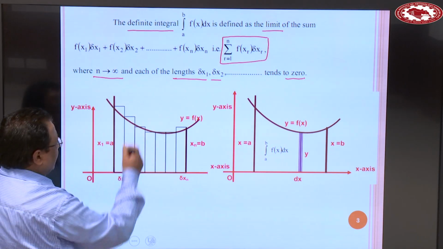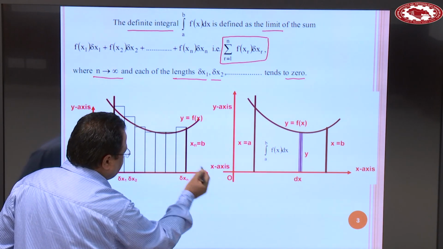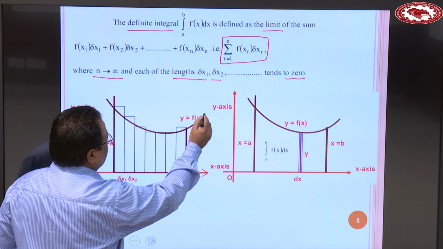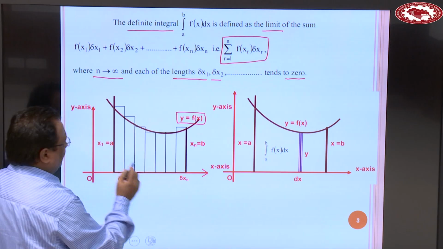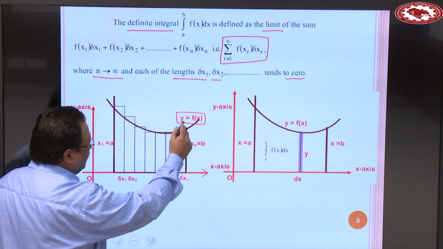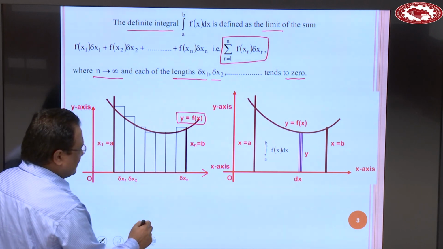Now in this case this one is x axis, this one is y axis, this one is a curve y is equal to f(x). Okay, तो हमने क्या किया, this x1 is equal to a, this one is a straight line, xn is equal to b, this one is a straight line.